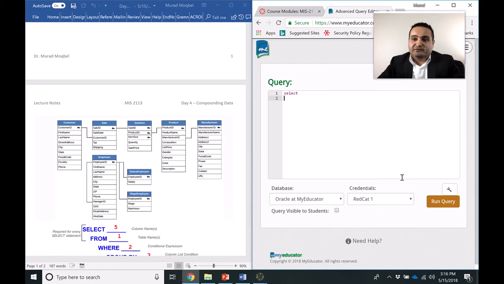So I will say select, and then I will move on to the from clause, and then sale s, join sale item si on s dot sale id equals si dot sale id, join product p on si dot product ID equals p dot product ID. Alright, so now I'm done with the joining.